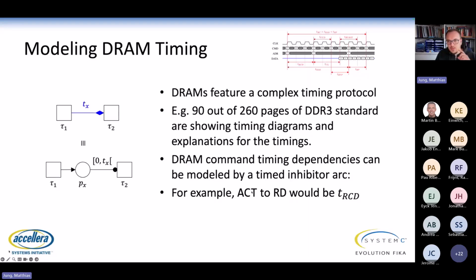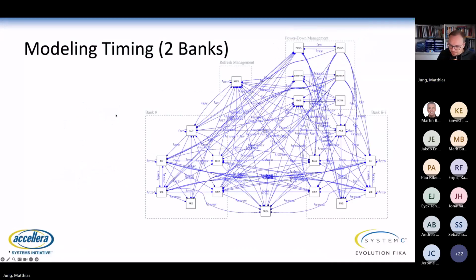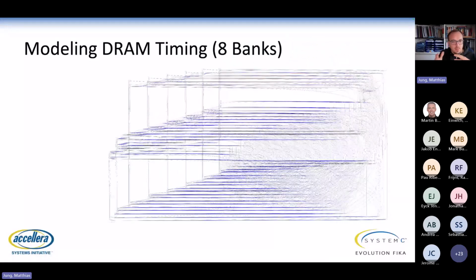So for example, if we look again here, activate and read, we have to wait this tRCD. And this is what we would describe with that. So if you put that in this toy example here with just 2 banks, which is an artificial DRAM that does not exist, since DRAMs usually have at least 8 banks, you see already the complexity of these timings. And if we go now to a DRAM that has 8 banks, the graph looks like this.